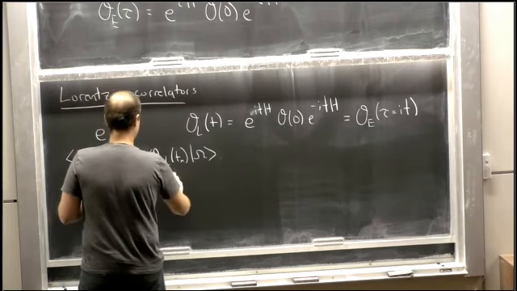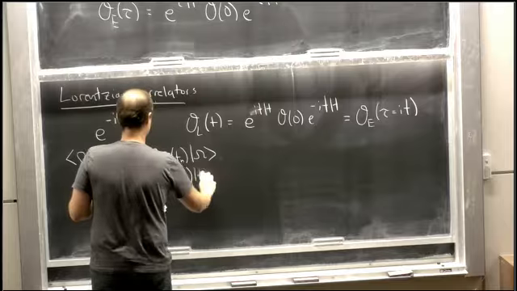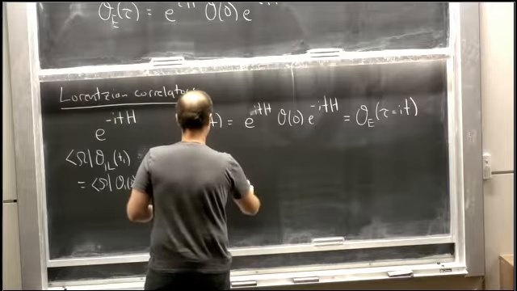Minus I t1 minus t2 times H O2 of 0, dot dot dot.